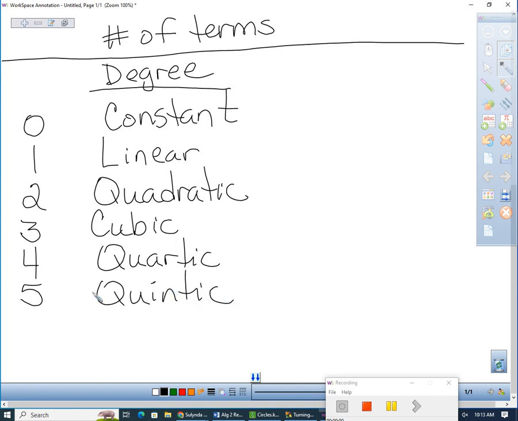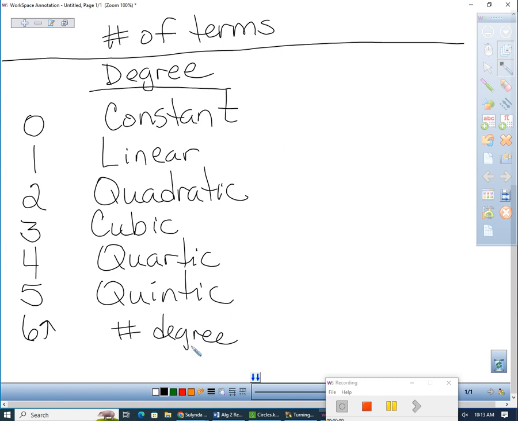If it's anything higher than 5, so 6 or greater, we just say it's that degree. So if it was 6, there'd be a 6th degree. If it was a 7, it'd be 7th degree. So it's that number degree. Okay, so that's your first word.